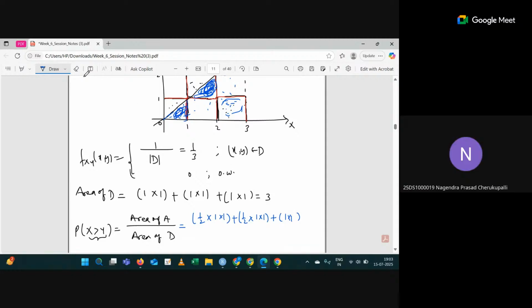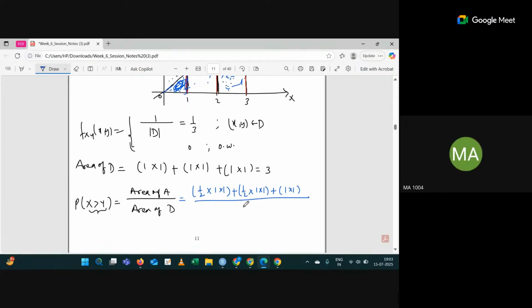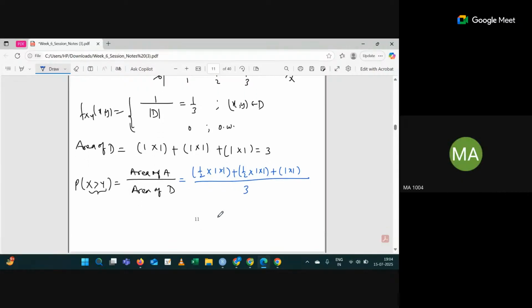Yes, sir. Are you able to relate what I'm doing here? Yes, sir. And divide by the area of D. What is the area of D? 3. Right? So half plus 1 is 3 by 2, divided by 3, so the answer is 2 by 3. Clear?